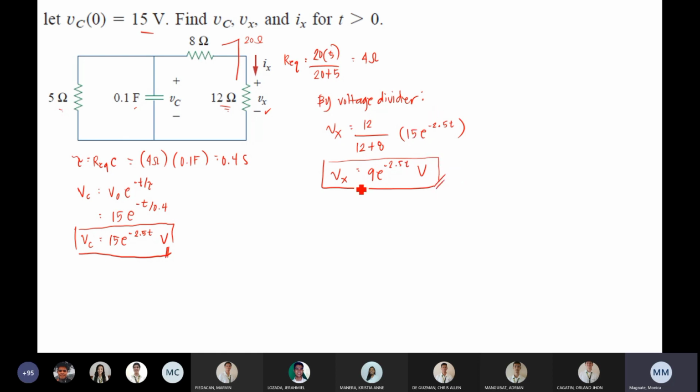Tapos, yung isa pang hinahanap is yung I sub X. Ohm's law lang ito. So, Ix natin equal lang sa Vx over 12. So, 9 e raised to negative 2.5t all over 12. So, Ix natin equal sa 9 over 12, 3/4 to, no? So, 0.75 e raised to negative 2.5t ampere. So, ganun siya. May tanong ba?